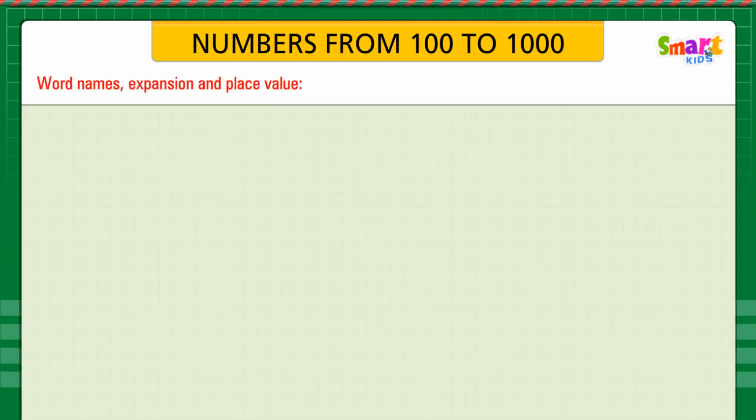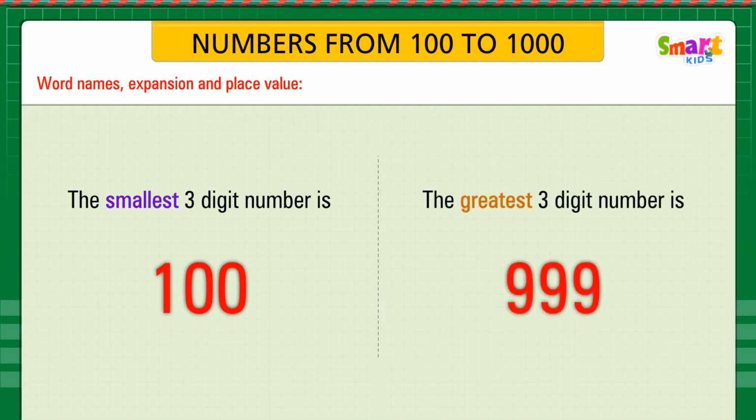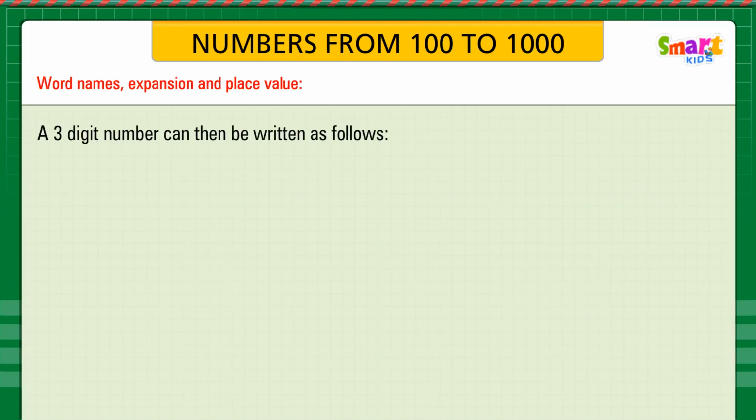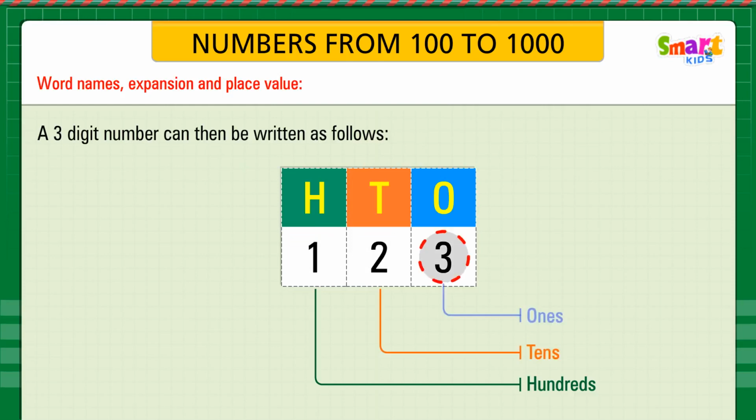Word names, expansion, and place value. Let us know the word names, expansion, and place value. The smallest 3-digit number is 100 and the greatest 3-digit number is 999. A 3-digit number can be written as follows. See the picture. H, T, O: hundreds, tens, ones.